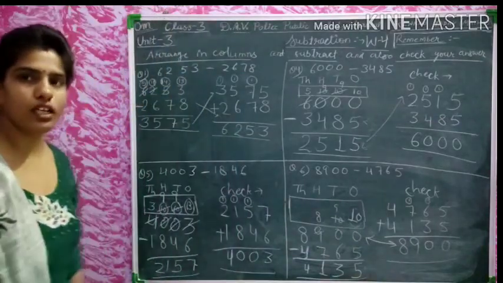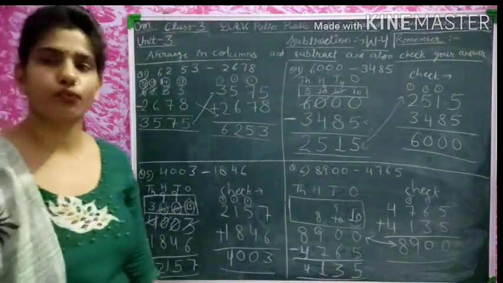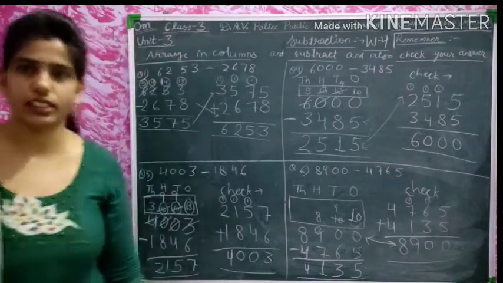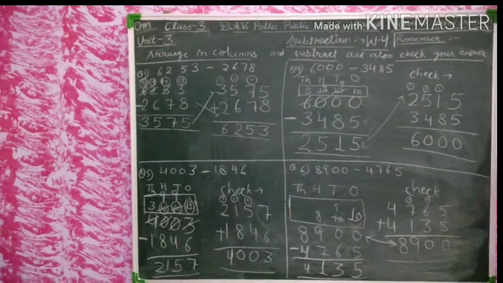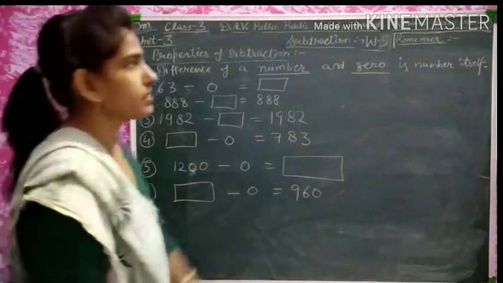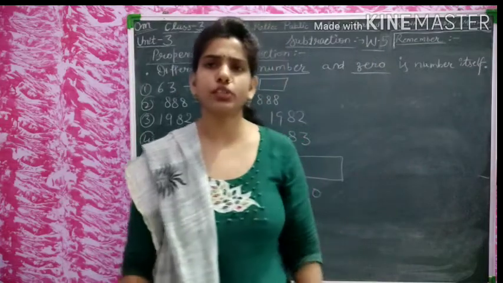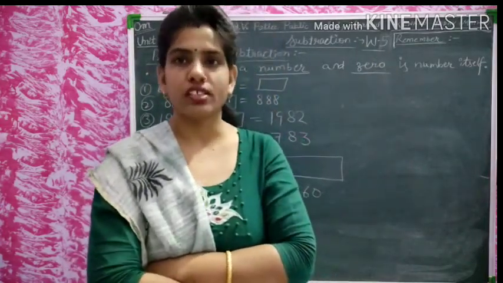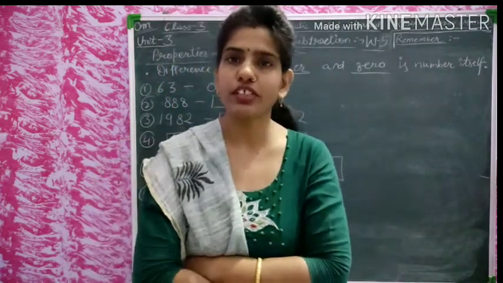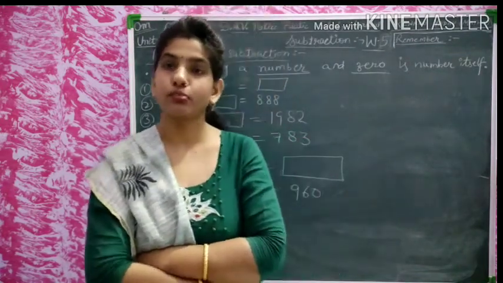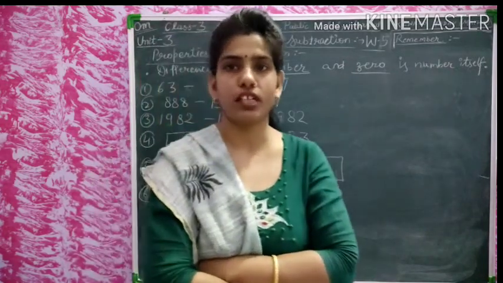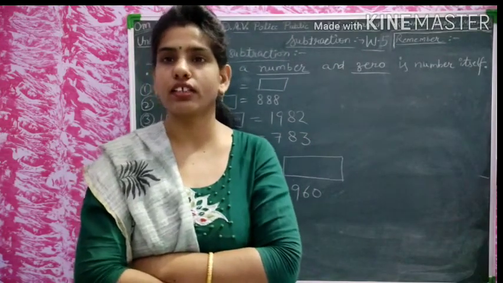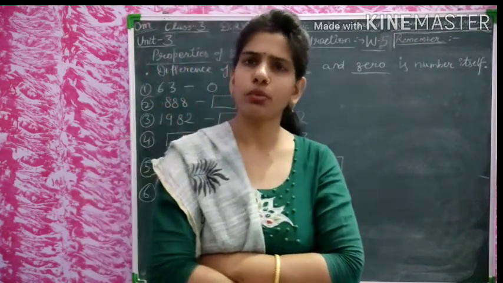Okay, students. Now we will do worksheet 5, which has some properties of subtraction. Let's see worksheet 5. Yes, students, there is worksheet 5. Students, do you know what your property is? Yes, property means positive points in yourself. You are intelligent. Yes, and so many properties are there.